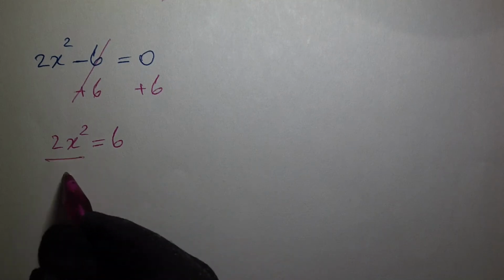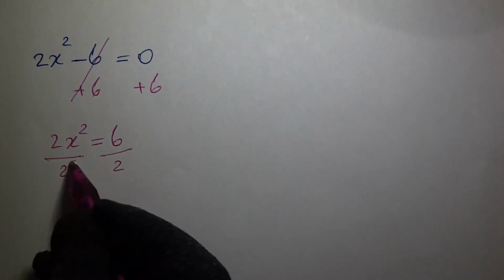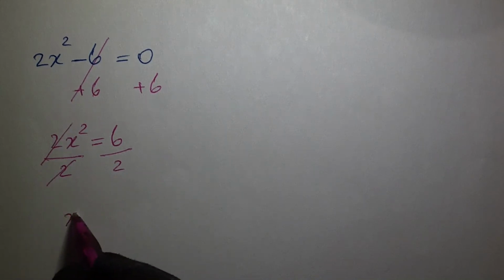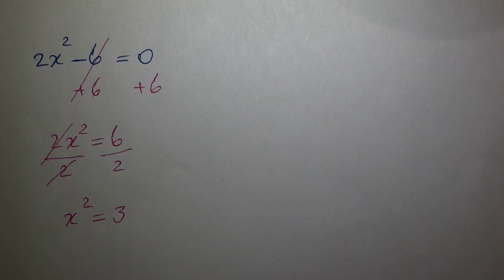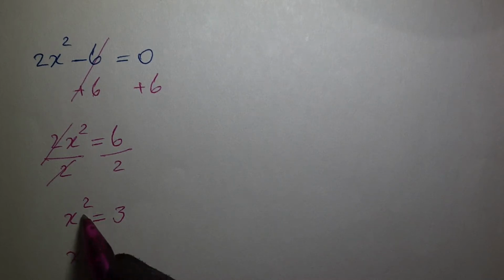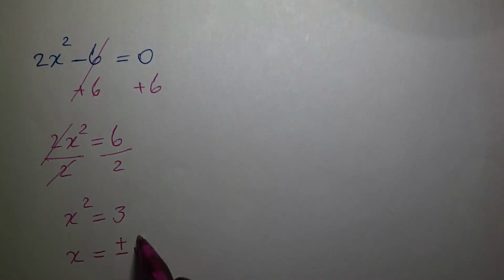Now divide both sides by 2. x squared equals 3. You remember, if we have an equation with one side to the power 2 and the other side a number, we can use the square root property. So if I take the square root from both sides, x equals positive or negative square root of 3. The square root of x squared is x.